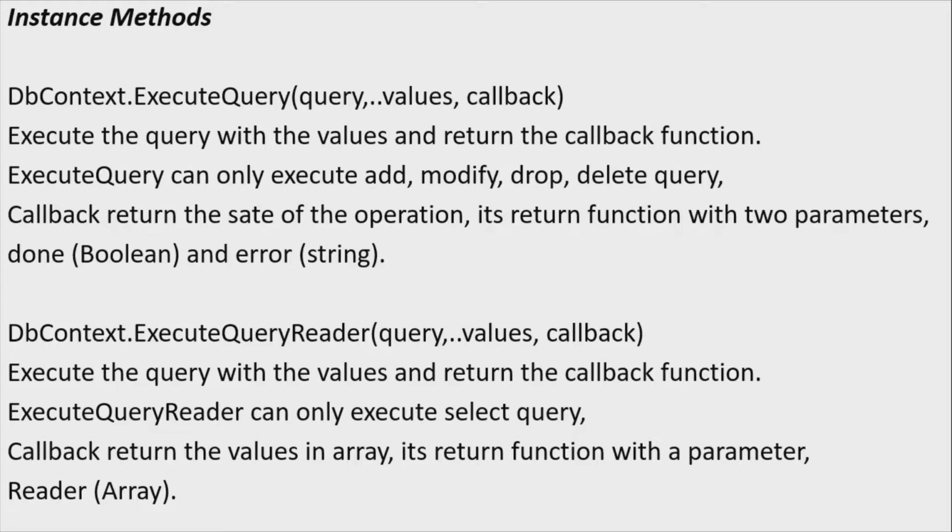That means to execute the query you write, which is a string, with the assigned values, and return the callback function. That means to return the function when it is successfully executed. It returns the function with two parameters, which are done and error. If successful, done returns true; otherwise it returns false, and the error specifies the error.